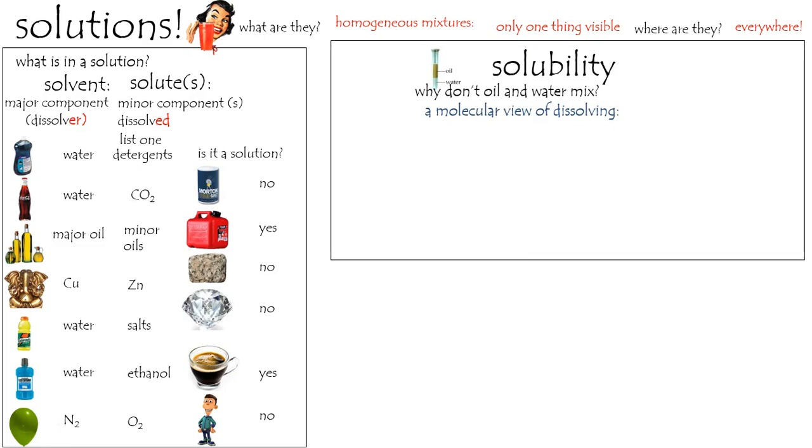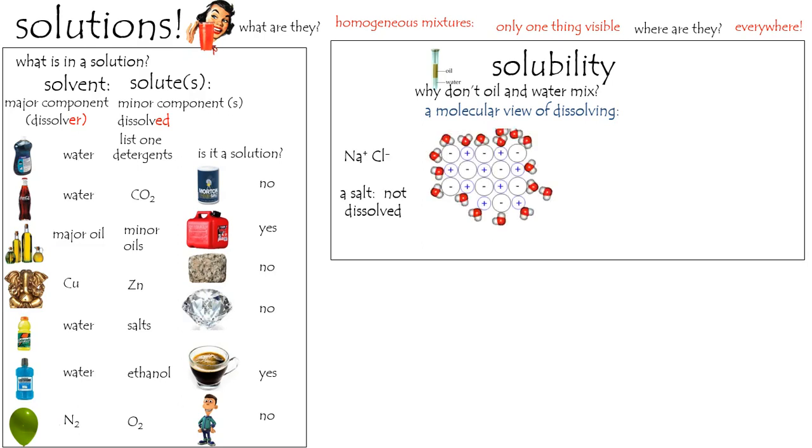And let's take a molecular view of dissolving. If you have sodium chloride, it is a salt. It is not yet dissolved. If we add some water, those water molecules will form some favorable intermolecular attractions. Notice the hydrogen is the electropositive part, that's white. The oxygen is the electronegative part.